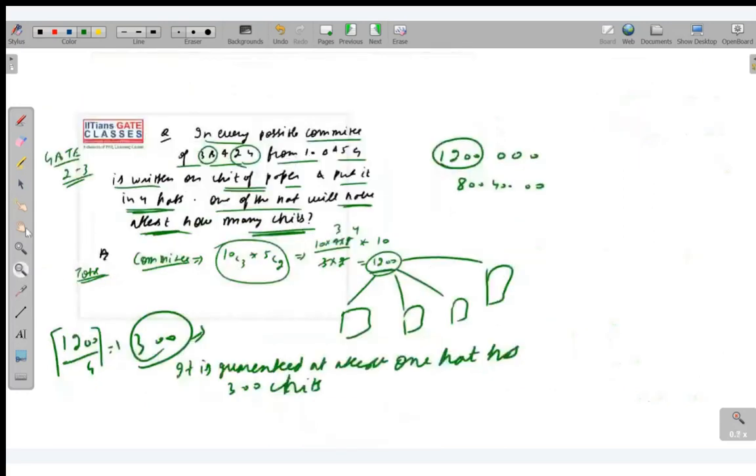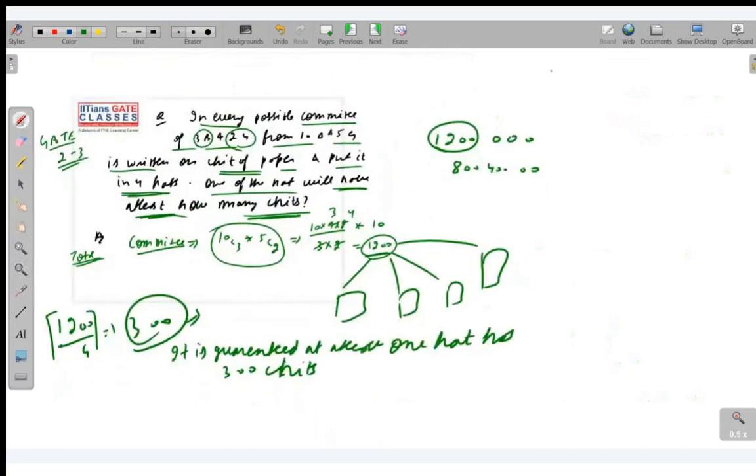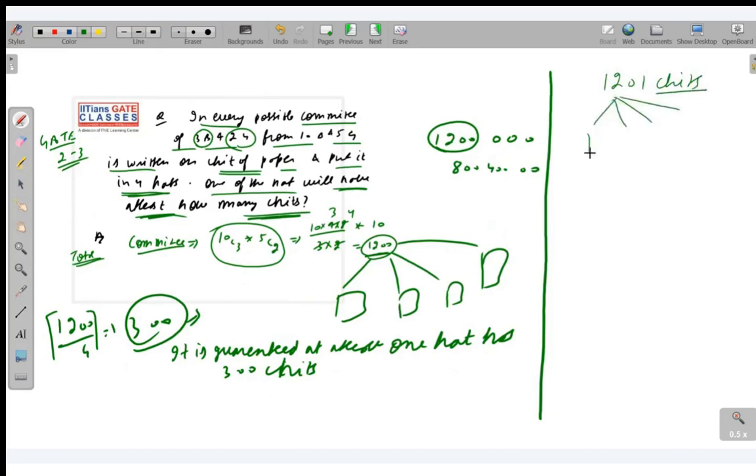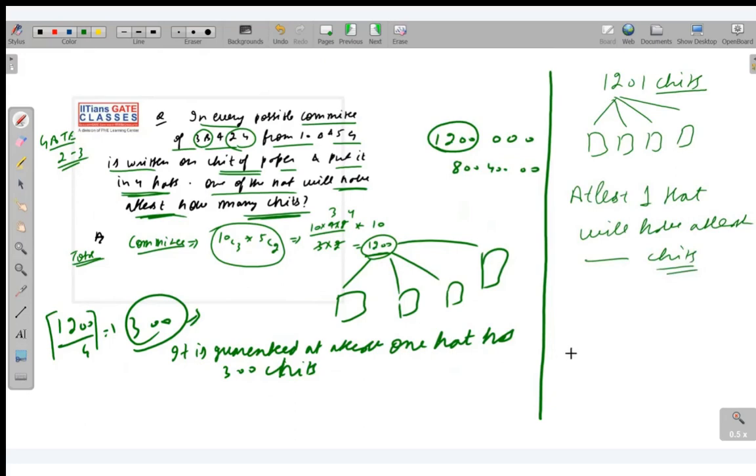In spite of it being divided by 4, we apply the ceiling function, sir. Let me tell you. If 1201 chits are there, and we distribute them in 4 heads, then what can you say? At least one head will have at least how many chits?